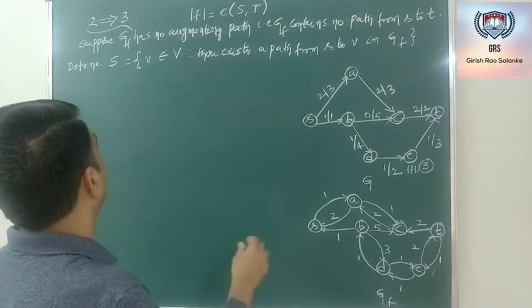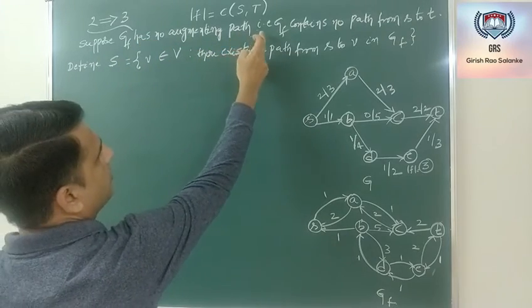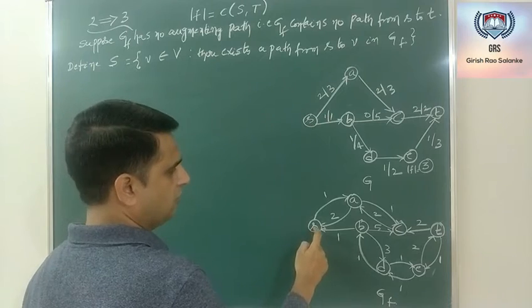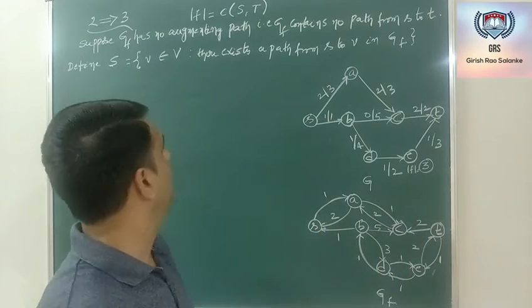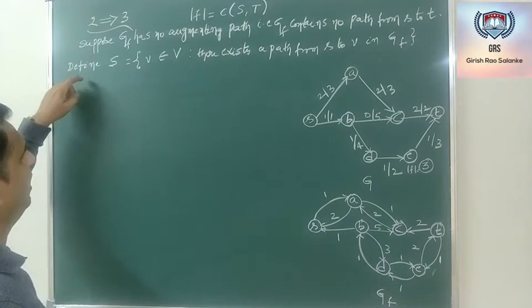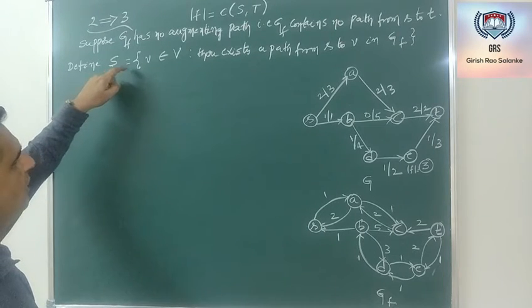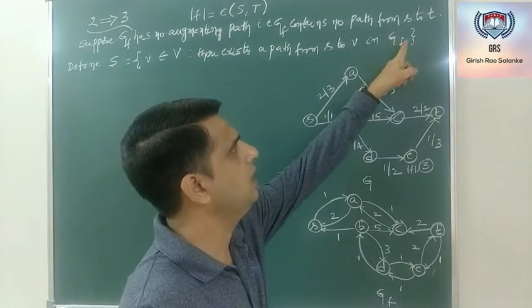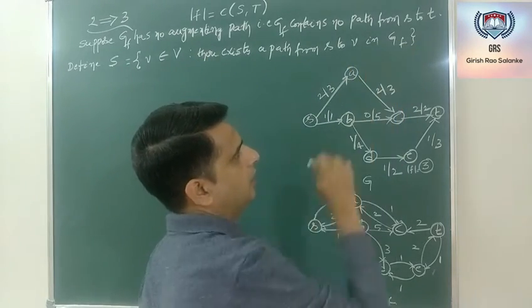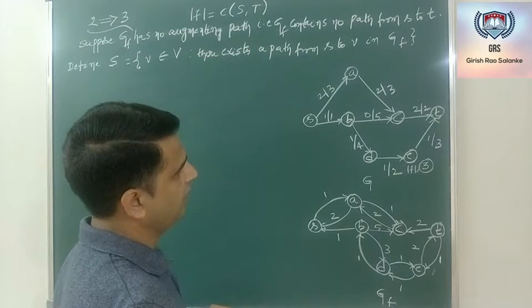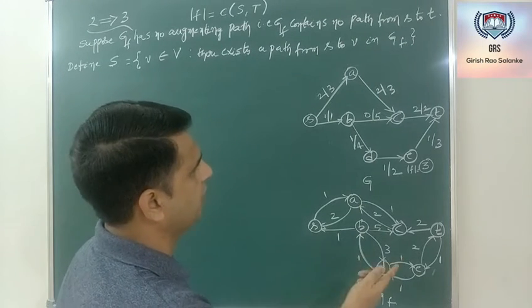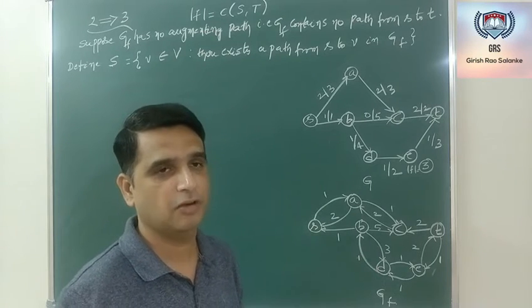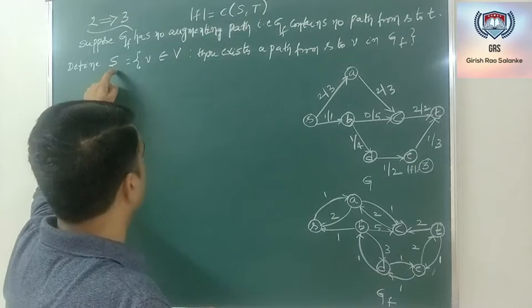Now I'll assume that suppose the GF has no augmenting path. That means GF contains no path from S to T. So from this S to T, there is no augmenting path. Now on this, I define a set S which contains all the vertices for which there exists a path from S to V in the residual network. That means wherever there is a forward edge, those vertices which are reachable from S, I will constitute into S.